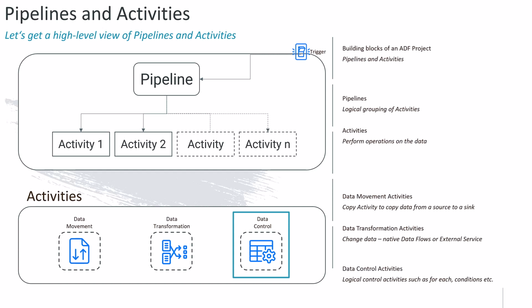We can control these pipelines using triggers. So, to kick off a pipeline based on a particular schedule, we use a trigger. We will work with each of these elements in more detail, but it's important to know how these elements relate to each other in Data Factory.